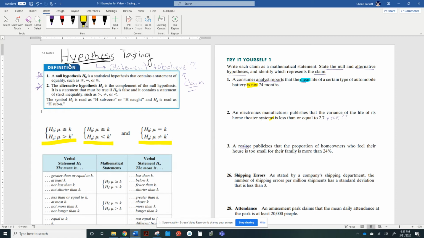Okay, now for this first exercise, we will not use mu every time. And the reason that we won't use mu every time is because not every one of these are talking about the mean. Here we talk about the mean. Here we talk about the variance. Here we talk about a proportion. Here we talk about the standard deviation. And here we talk about the mean again.